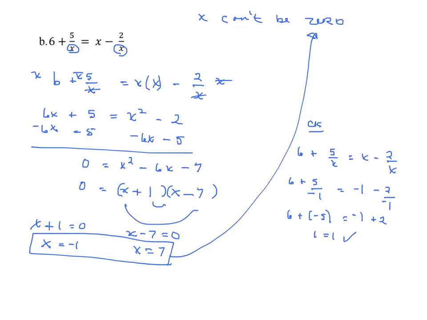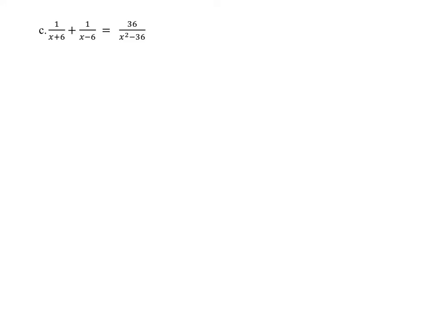But what about the 7? Let's check that too. 6 plus 5 over 7. Does that equal 7 minus 2 over 7? Well, this will be 6 and 5 sevenths. And 7 take away 2 sevenths is just going to be 6 and 5 sevenths, because I just need to take off that 2 sevenths. So I'm psyched because both of them check. We have a 2 solution equation. Let's do the next one.